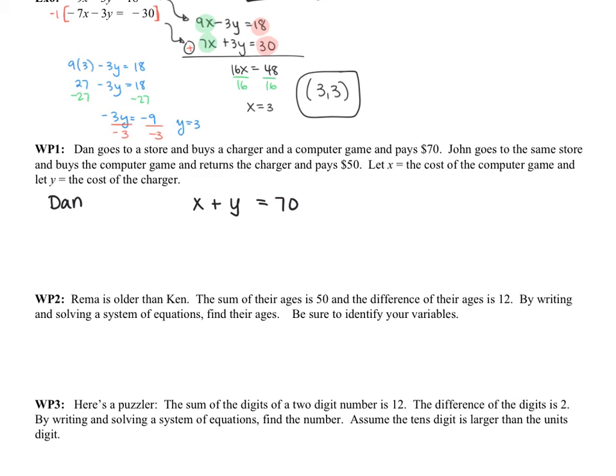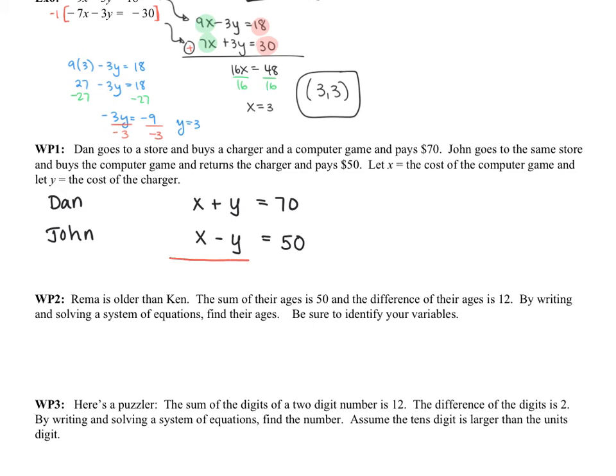Now when John goes to the cashier, he brings the computer game, which is going to cost him x dollars, but at the same time, he's returning the charger. And so when you return an item in the same transaction, it would be subtracted from the cost of the item that you're buying. So whatever his computer game costs, he's going to pay y less dollars, because y is the cost of the charger. And we know that his total is 50.